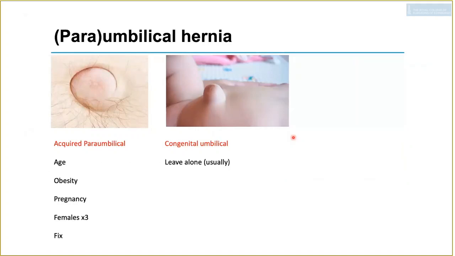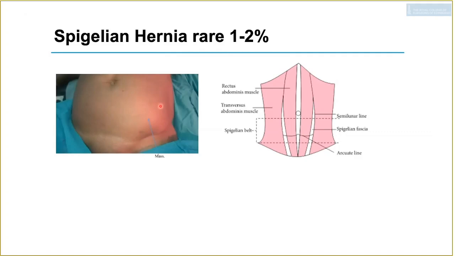Paraumbilical hernia is really quite common, which gives rise to this appearance around the umbilicus. These are the risk factors, commoner in females than males, and we would generally fix those if they were giving rise to symptoms. We're not going to talk about congenital umbilical hernia today, but these hernias in babies or neonates usually resolve spontaneously. Spigelian hernias are rare, as you can see, and will tend to occur in this region here, and can give rise to obstruction and problems, and usually need repair, either open or laparoscopically.